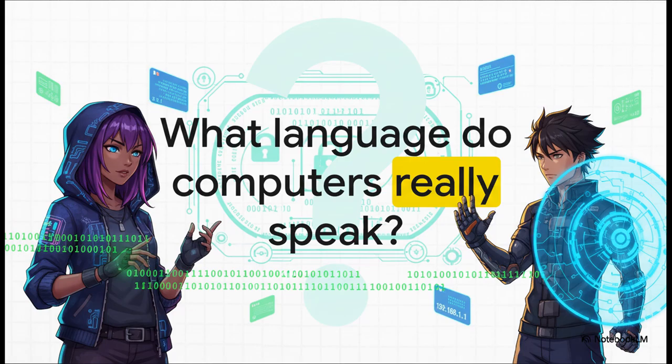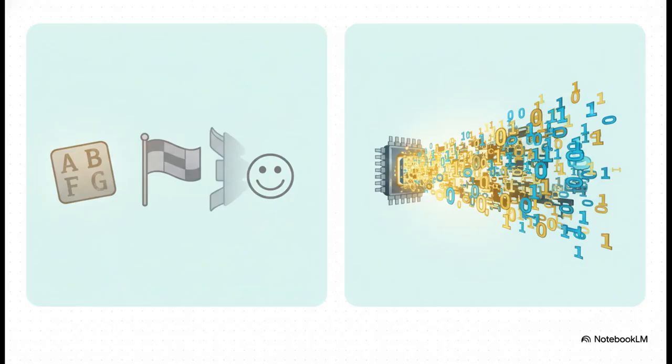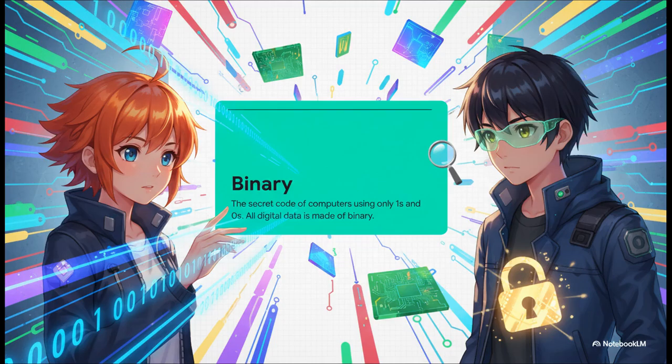Understanding it is the very first step to becoming a kind of digital detective, someone who can actually see how information moves, and, more importantly, how to keep it safe. Well, it's not English or French or even emojis. The language that computers speak is way, way simpler. It's built on just two symbols, a 1 and a 0. That's it. Seriously. And this system is called binary. It is the universal language for all digital stuff.